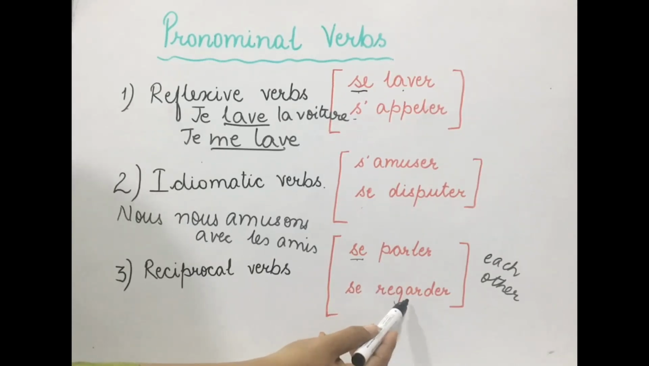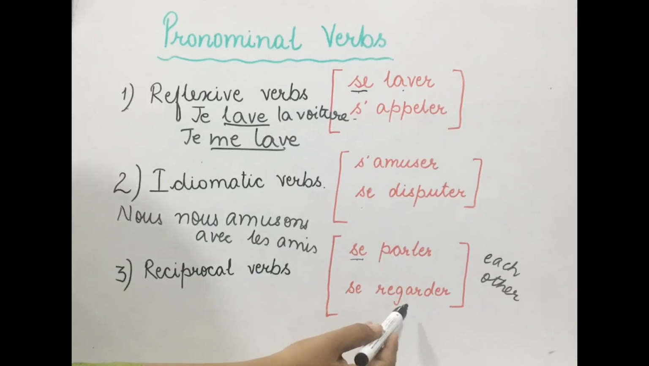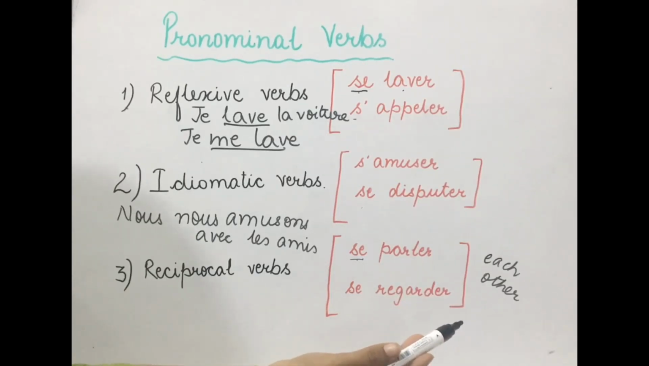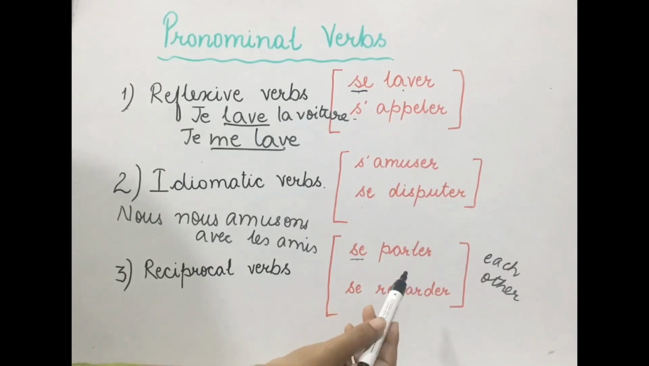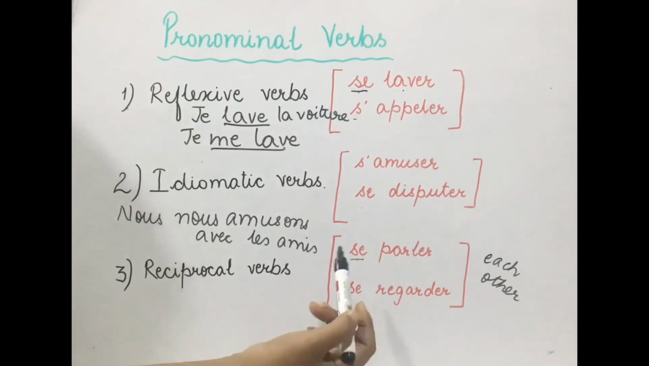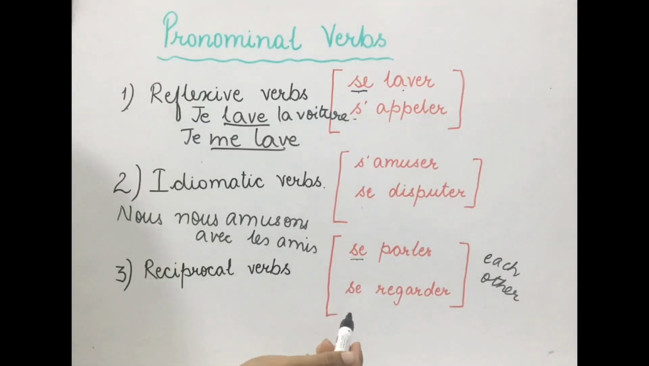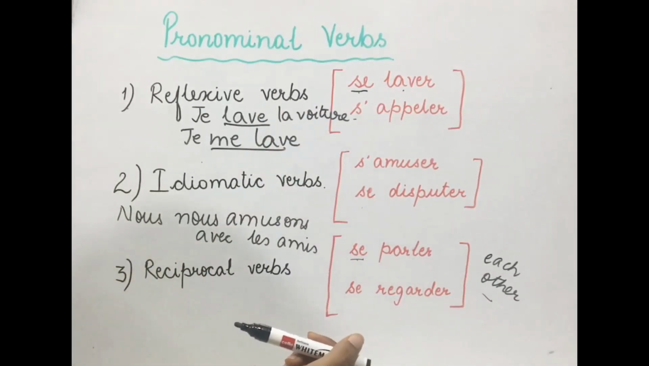Nous nous regardons après longtemps. We see each other after a long time. On se parle beaucoup. We speak to each other a lot. So these can be examples of reciprocal verbs. The sense is each other. Now we will learn the conjugations of pronominal verbs.